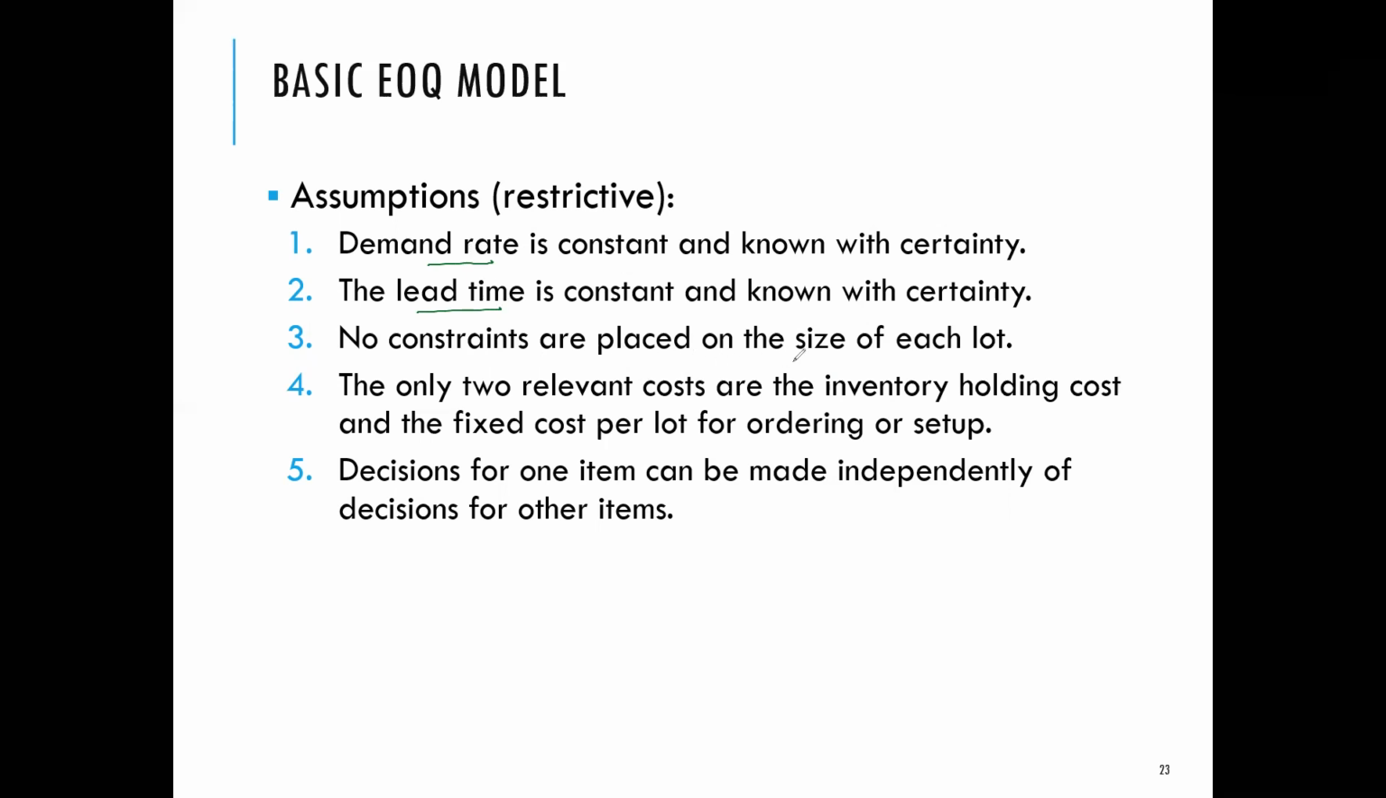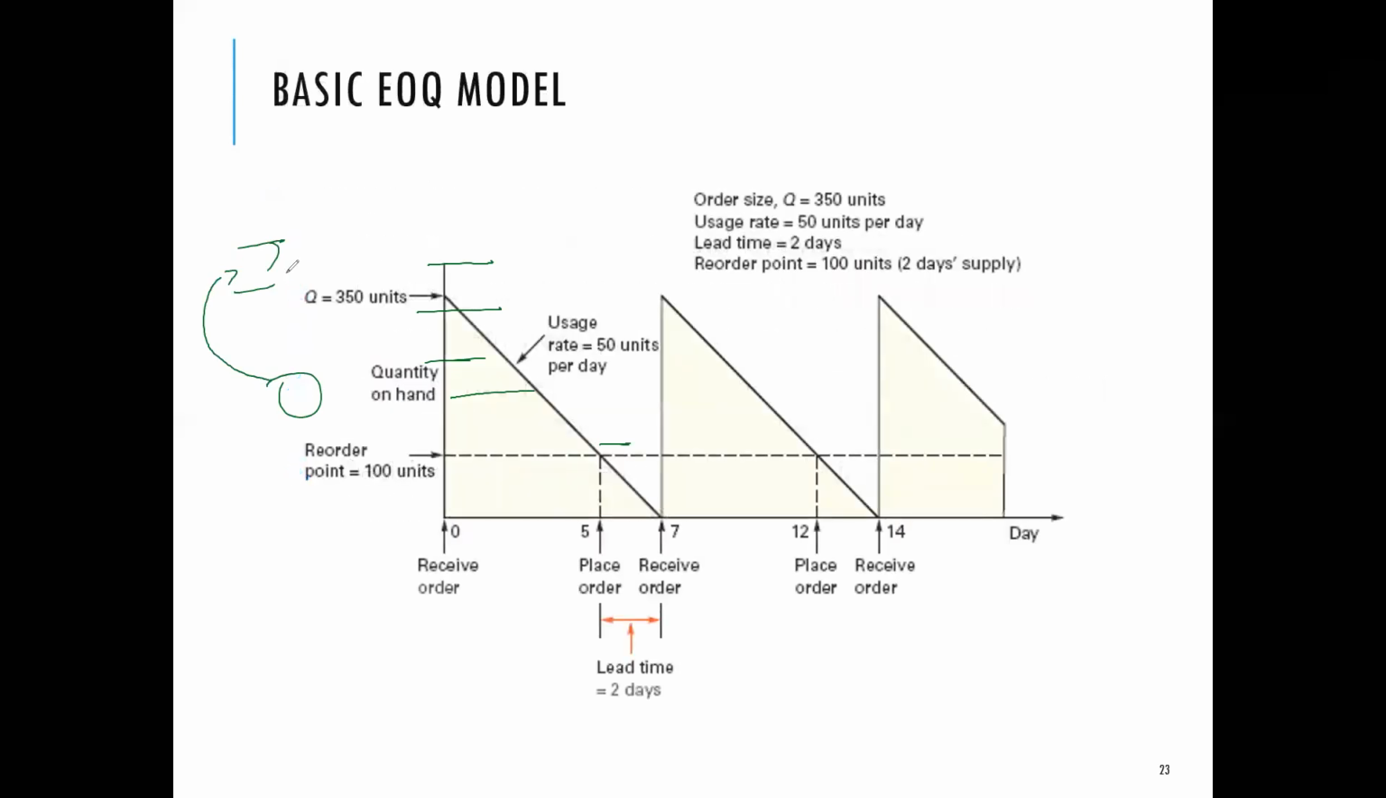No constraints are placed on the size of each lot. Again, this is something that can be relaxed as well. And this assumes that the only two relevant costs are the inventory holding costs and the fixed cost per lot for ordering or setup. Again, once we relax these assumptions, this would be relaxed as well. So moving on, this brings us to an end of our theoretical discussion on the EOQ model. Again, the entire model is built on this example.